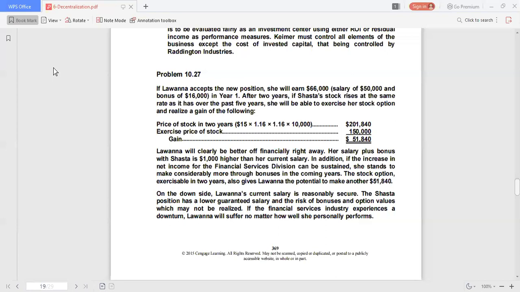In addition, if the increase in net income for the financial services division can be sustained, she stands to make considerably more through bonuses in the coming years. The stock option exercisable in 2 years also gives Lawana the potential to make another 51,840.